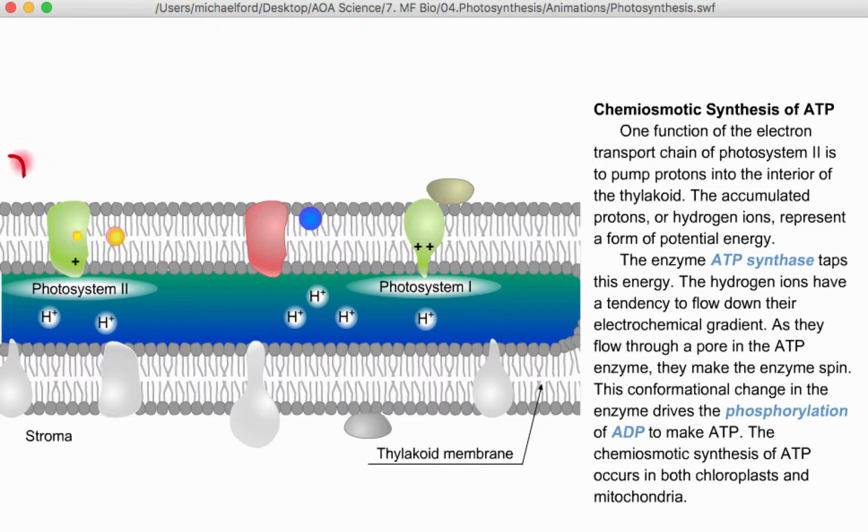One function of the electron transport chain of photosystem 2 is to pump protons into the interior of the thylakoid. The accumulated protons, or hydrogen ions, represent a form of potential energy. The enzyme ATP synthase taps this energy. The hydrogen ions have a tendency to flow down their electrochemical gradient. As they flow through a pore in the ATP synthase enzyme, they make the enzyme spin. This conformational change in the enzyme drives the phosphorylation of ADP to make ATP. The chemiosmotic synthesis of ATP occurs in both chloroplasts and mitochondria.